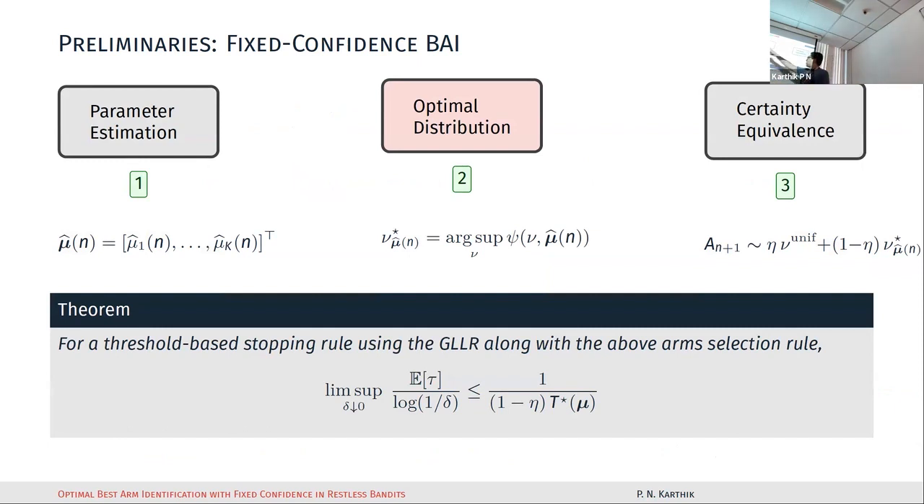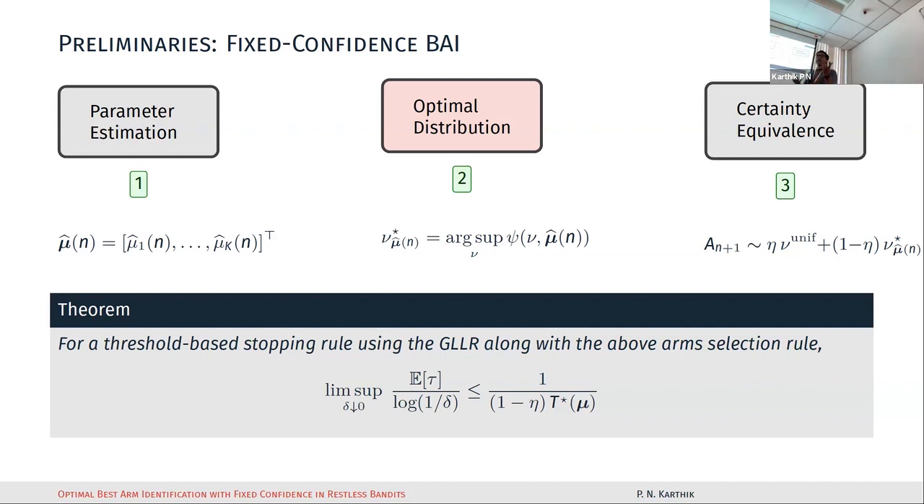So whatever I described here is the arm selection rule. That is how you select the arms. There is also a component on when you will decide to stop. At what time will you stop? How will you decide when to stop? That is based on a certain generalized likelihood ratio test statistic, a generalized likelihood ratio test combined with an appropriate threshold.